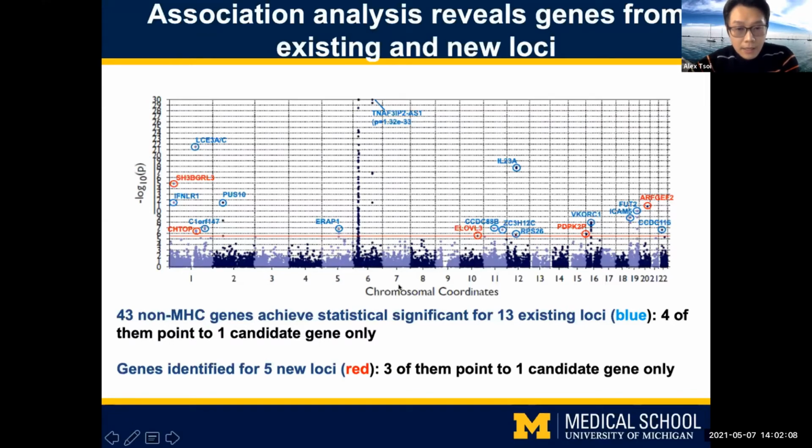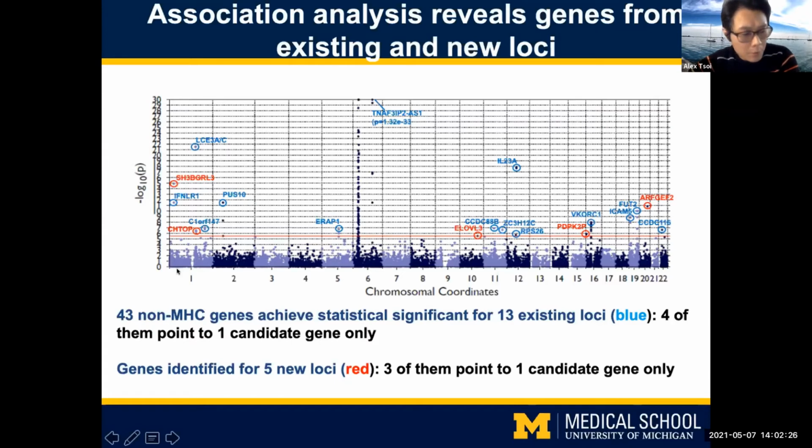And then, in addition to looking into some of those regions that also overlap with the previously identified psoriasis loci, we at the same time also identify some new regions, okay, which gives us some sense that we could potentially improve power.